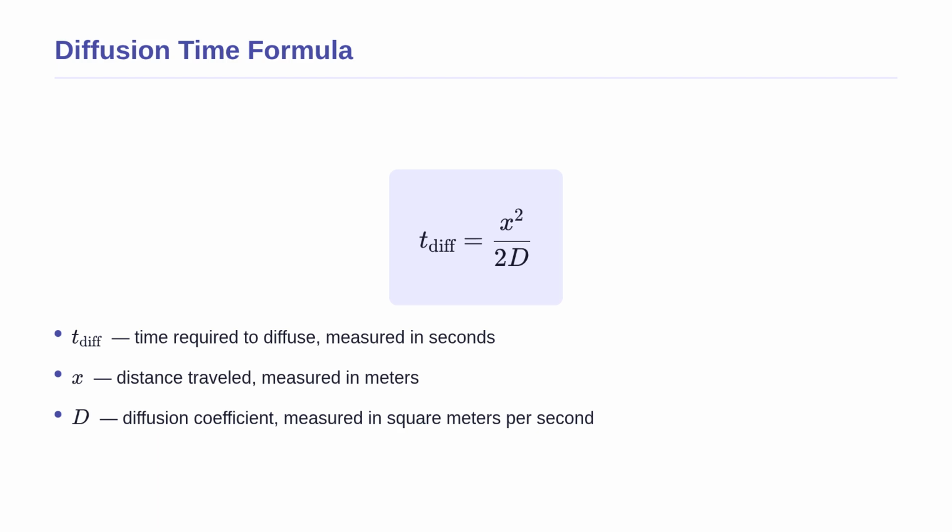Finally, D is the diffusion coefficient, measured in square meters per second, which depends on the molecule's size and the fluid's thickness. Notice that the distance x is squared in the numerator. This means if you double the distance a molecule needs to travel, the time required does not just double, it quadruples. As distance increases, the time required skyrockets.